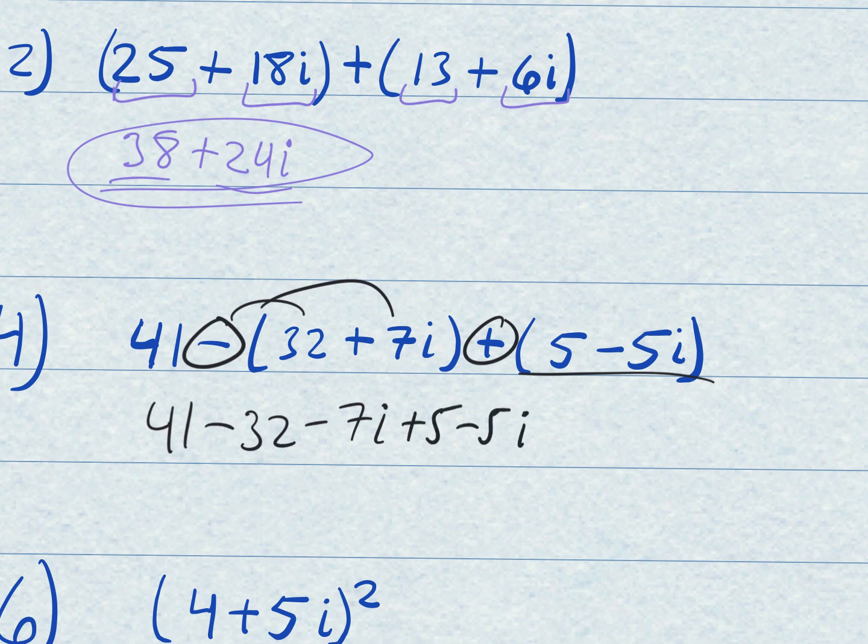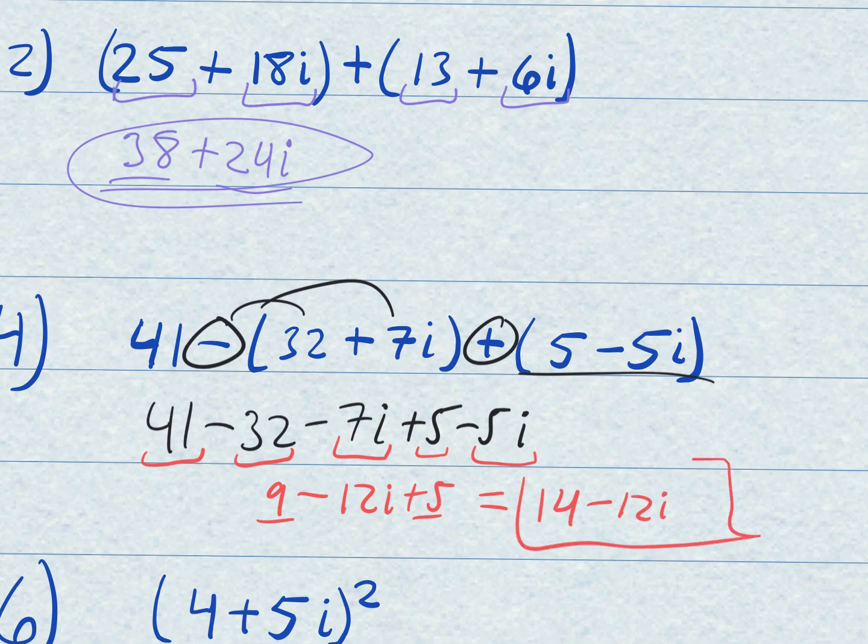And now let's combine. Real and a real is going to be 41 minus 32, it should just get you 9. Then we have an imaginary of -7i and another imaginary of -5i, so we should get minus 12i. And then plus another 5. Don't forget about this 5 right here. We get 9 plus 5, which is going to get you 14 minus 12i, in standard form, real plus imaginary.